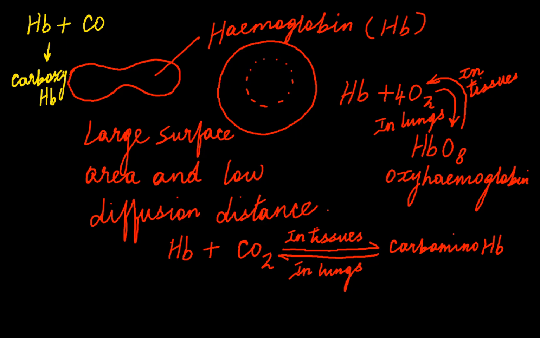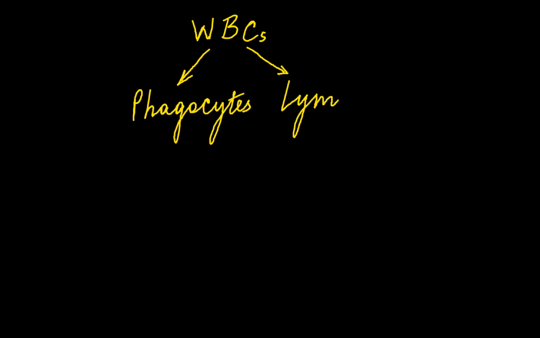Is it clear? Next, let's look at the role of white blood cells. Okay? Now, the white blood cells are of two types. One of them are the phagocytes. The other is the lymphocytes. Is this clear? Now, what the phagocytes do is, see, suppose this is a bacteria. Okay? Now, what these phagocytes will do is, this is the phagocyte. Okay? It's a big cell.